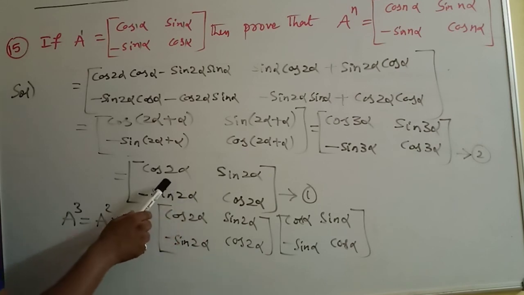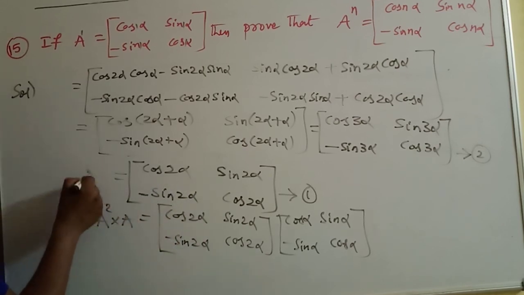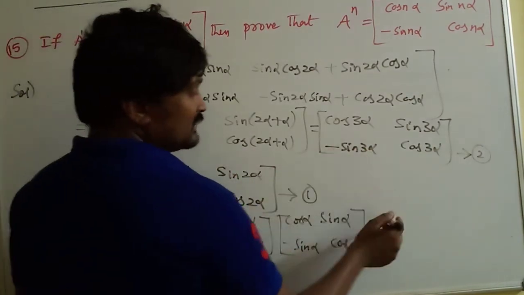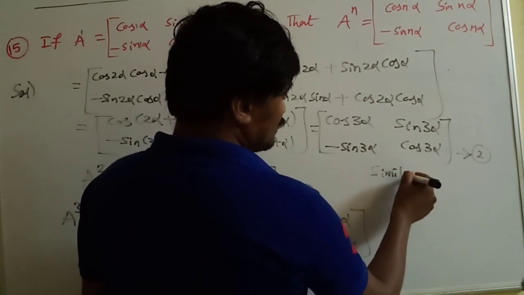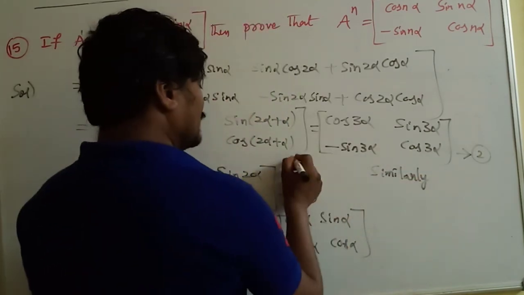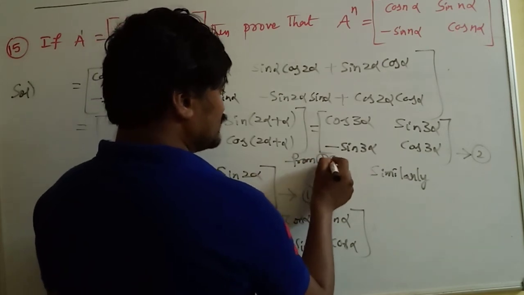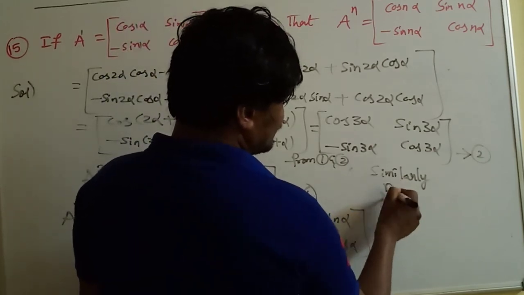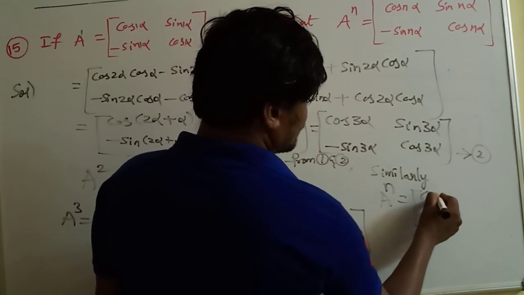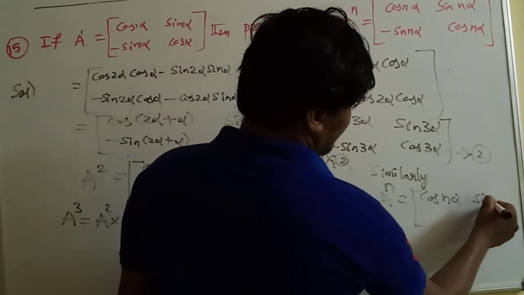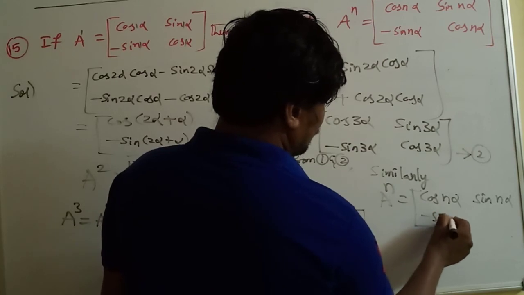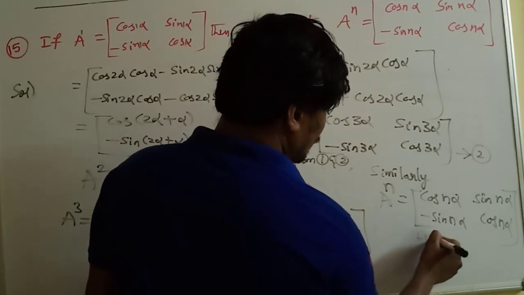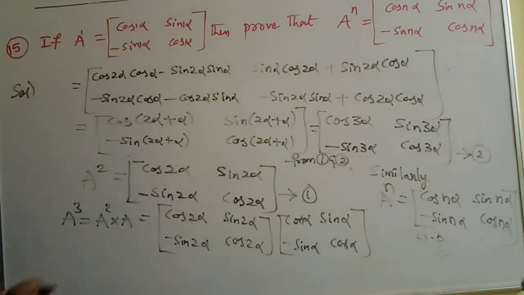Now, you observe that if A square is there, you got everything as 2. If cube is there, you got 3. Similarly, from 1 and 2, I'll write here A power n is equal to cos n alpha, sin n alpha, minus sin n alpha, cos n alpha. So hence it is 2. So that is about your 15th problem.